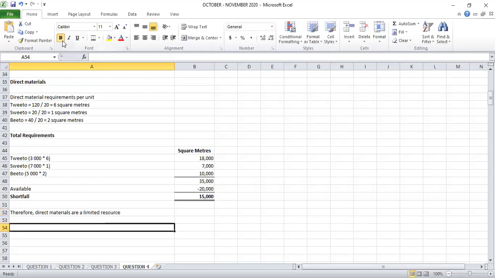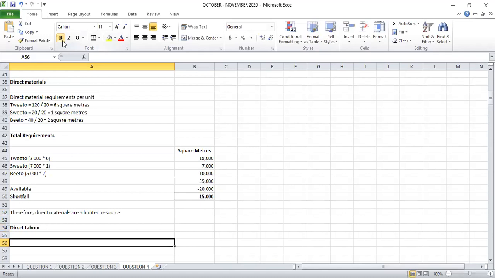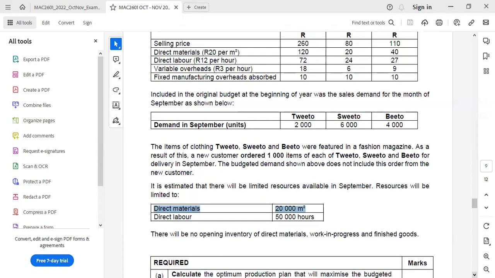Then we can go to direct labor. Any questions there before I move on to direct labor? We are told that direct labor hours are also limited, so we have to check, because we can also have what we call multiple limited resources. But if we've got multiple, we won't use the contribution per limiting factor to allocate. We then have to turn to linear programming or simultaneous equations. But in this module, they don't normally ask you to deal with that. Right. So our direct labor.